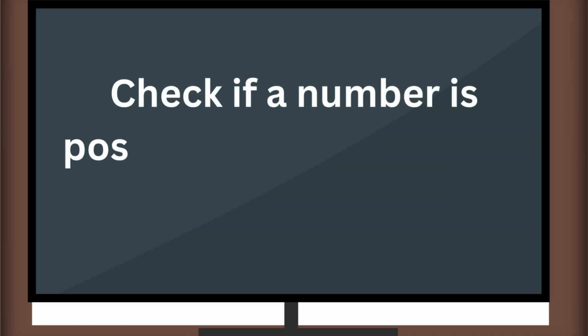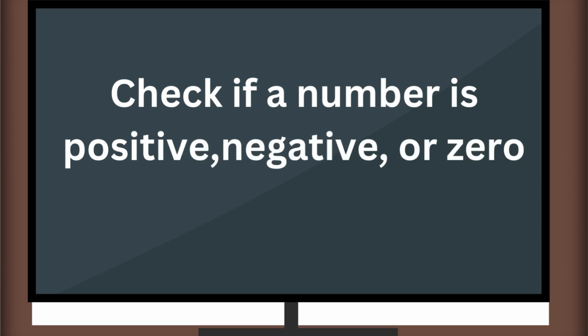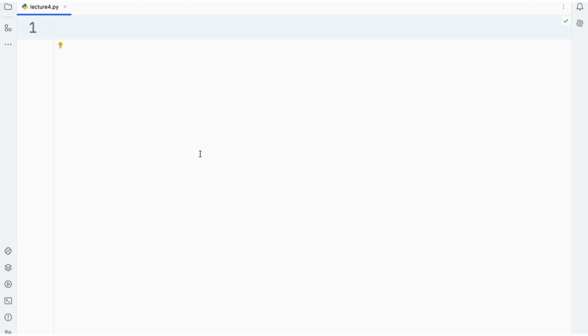So let's start coding. Check if a number is positive, negative or zero. In this video, we'll explain a Python program that determines whether a given number is positive, negative or zero. Let's dive into the code.